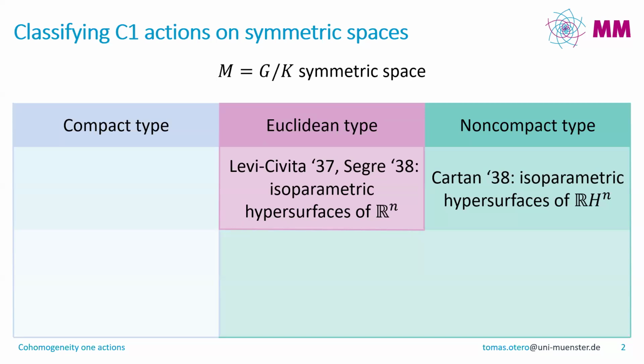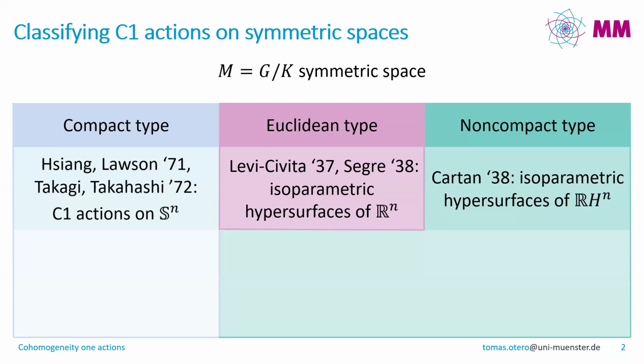Nevertheless, this same approach does not work anymore, for example, for spheres. It is well known that there exist isoparametric hypersurfaces in spheres that do not arise as orbits of isometric actions. In fact, Hsiang and Lawson and Takagi and Takahashi provided a classification of cohomogeneity-one actions on spheres in the 70s, while the classification of isoparametric hypersurfaces was open until relatively recently.